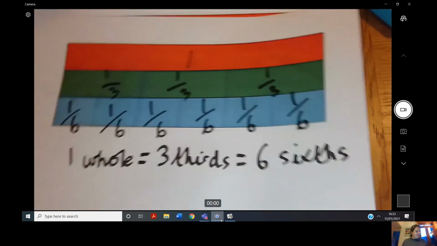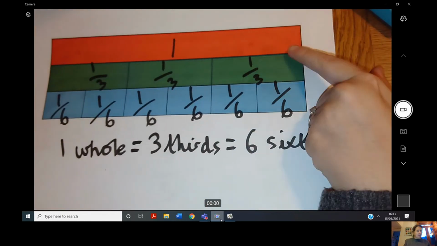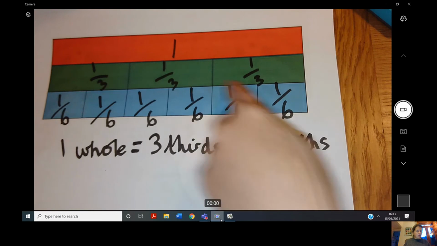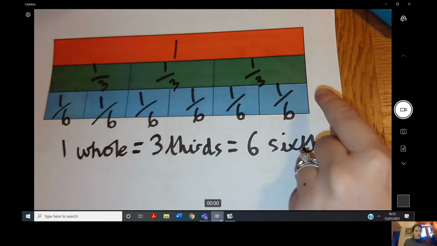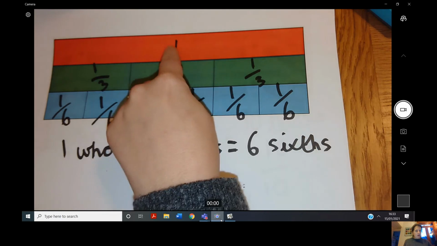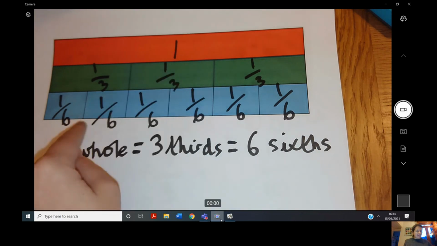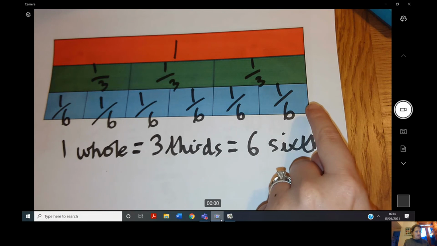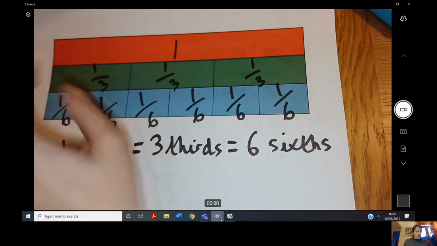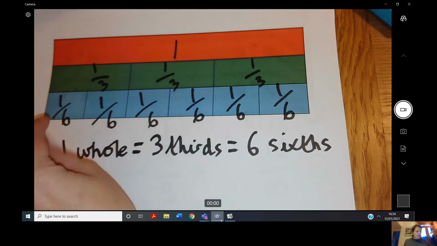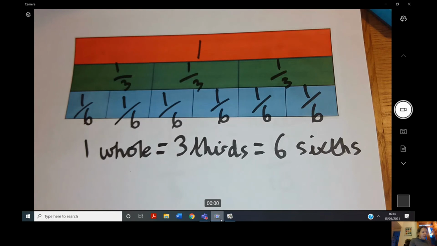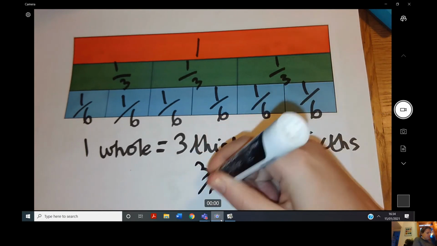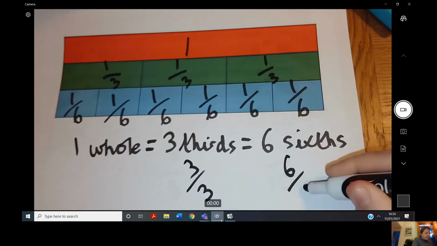So let's recap quickly. My whole here has been divided into 3 equal parts. To make my whole again, I need to put all my 3 equal parts together. My whole here can also be divided into 6 equal parts. To get my whole, I also need to put my 6 equal parts together. 1 whole equals 3/3 and 6/6.